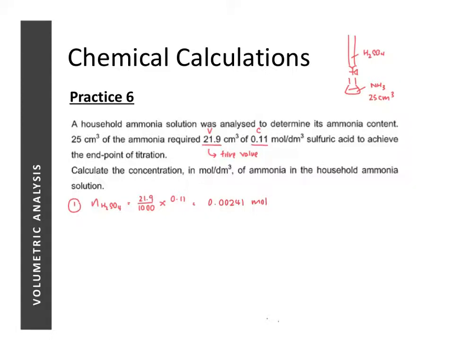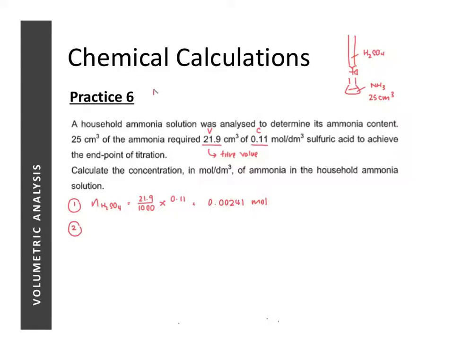0.00241 moles. Alright, next we need to compare mole ratio. Now the thing about this question is that the equation for the reaction is not given. So you need to construct it on your own, and this is not an easy equation to construct because it's tricky when you have ammonia where the hydroxide is not shown.